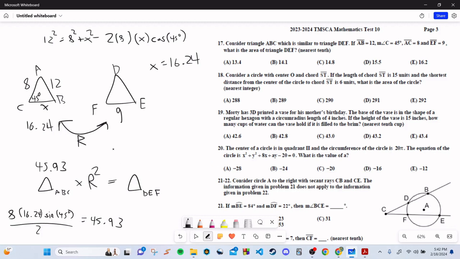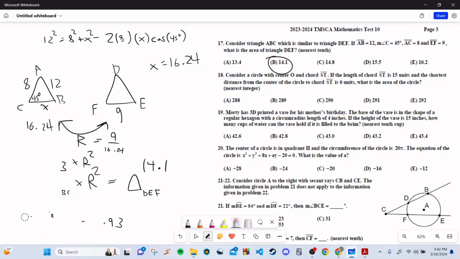Okay, so r, my ratio, is just 9 over this value. So I'm going to multiply by r squared. I get my area for DF as 14.1. So that would be B. So that's my answer.